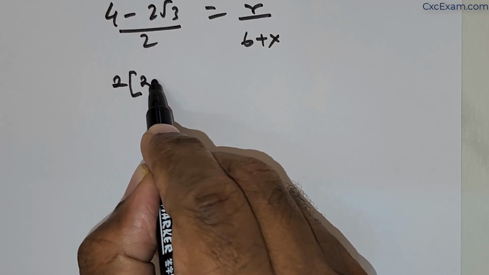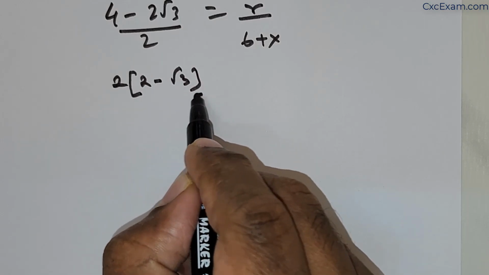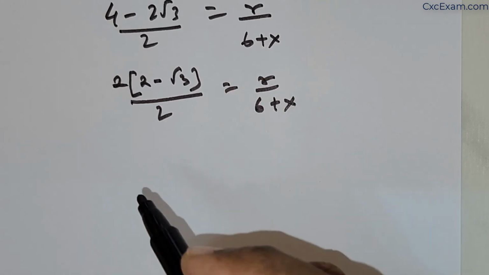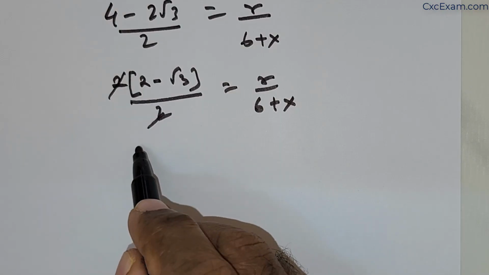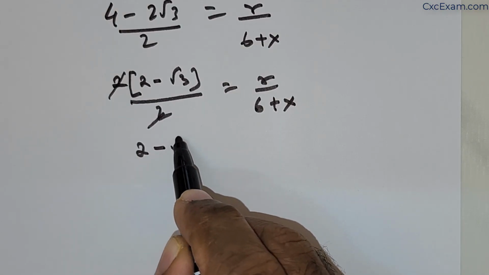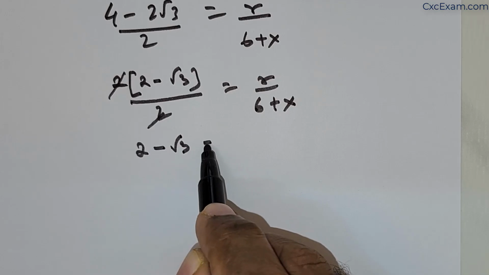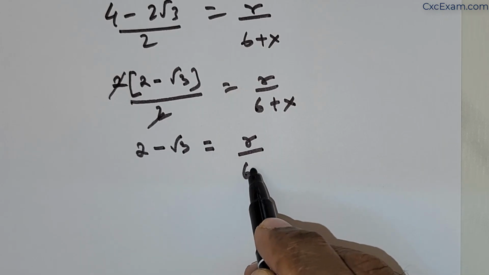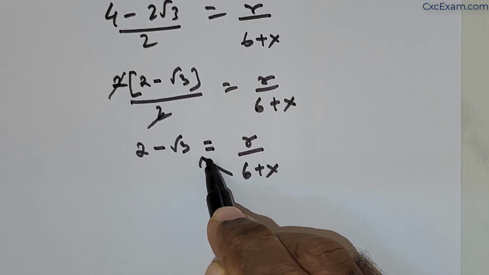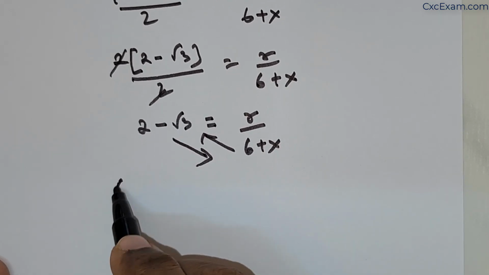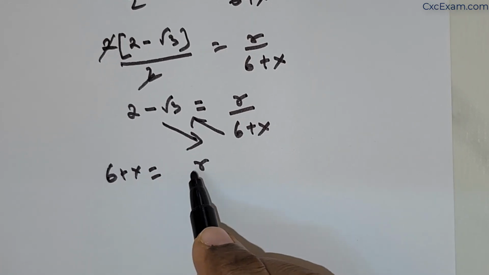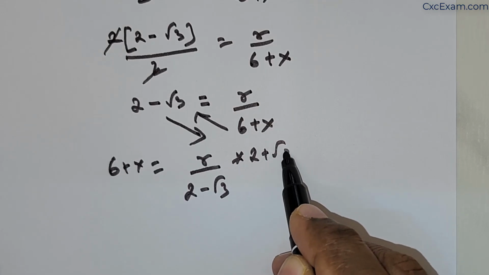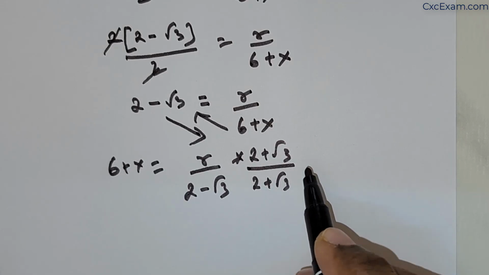So this would be giving me 2 negative root of 3 divided by 2 is equal to r over 6 positive x. So 2 and 2 can be cancelled, giving me 2 negative root 3 is equal to r over 6 positive x. Now let me move this and bring this down. So this is going to be 6 positive x is equal to r over 2 negative root 3. I will multiply by 2 positive root 3 divided by 2 positive root 3.